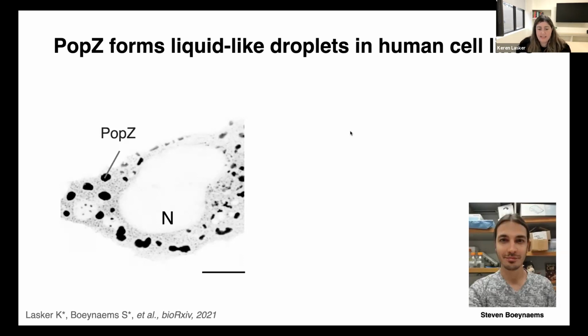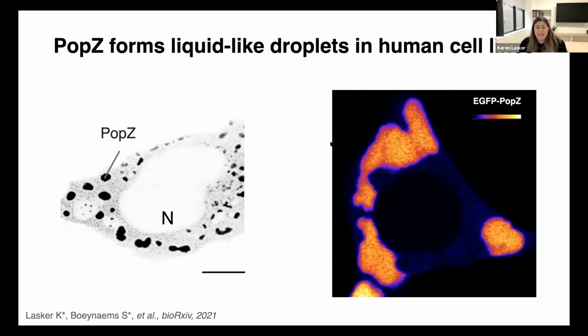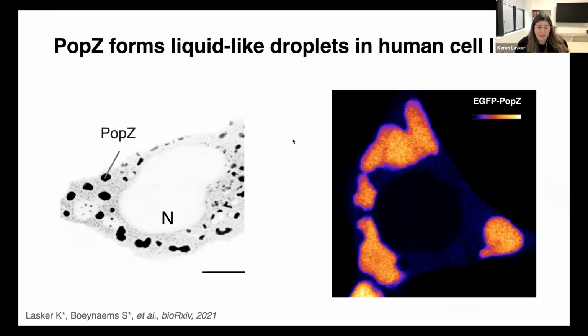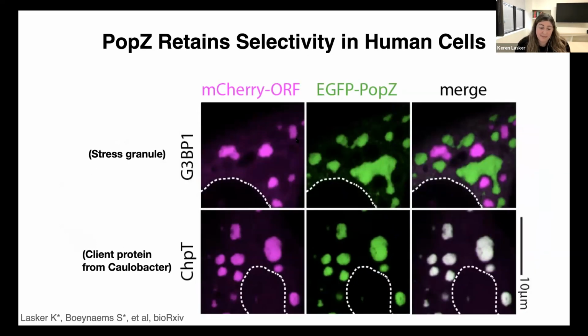So when Stephen was expressing POP-Z in the U2OS cells, we saw that it forms droplets outside of the nucleus. So many droplets, but all of them outside of the nucleus. And further, these droplets fuse and merge, suggesting that indeed POP-Z phase separates into these liquid-like droplets. And another property that was really cool is that those selective features that I described to you before in Caulobacter were actually retained in the human cells.